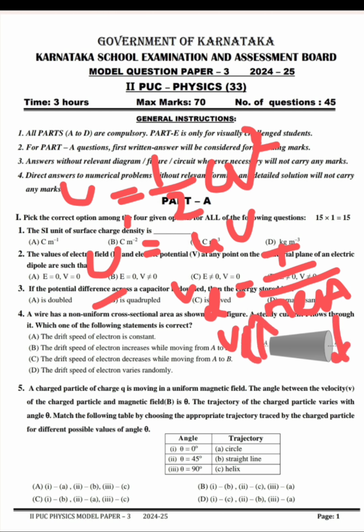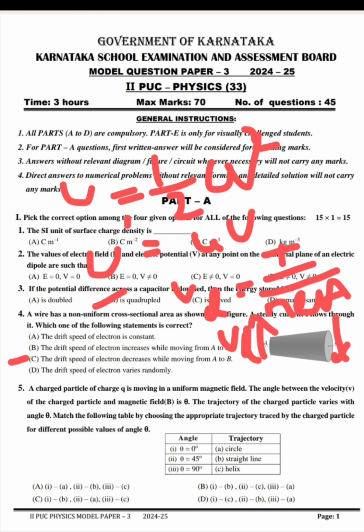So that means look at option A, drift speed of electron constant. No, it is not constant. It varies. Drift speed of electron increases. No, second option is wrong. So drift speed of electron decreases while moving from A to B. Yes, third option is correct. And fourth is varies randomly. No, it is not varying randomly. Here at A it is increasing, at B it decreases. So it goes on decreasing. So it is not varying randomly.